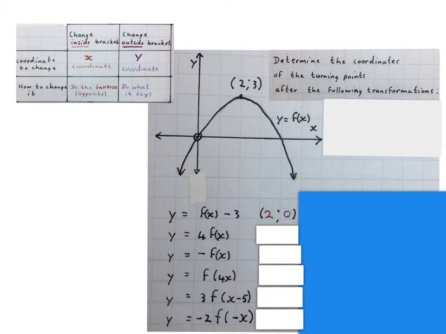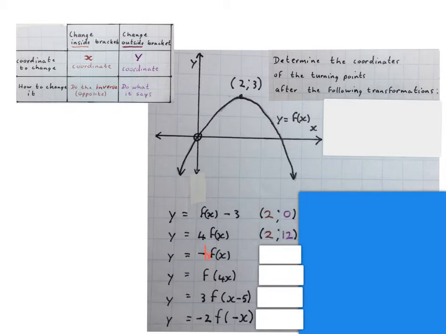There is no change inside the bracket, so the x will stay 2. Minus 3, I will minus 3 from the y value, so 3 minus 3 will give me 0. This is the new coordinate. This one, the change is outside the bracket. It will influence the y value, and I will times the y value by 4. There's no change inside the bracket, so the answer will be 2 and 12.